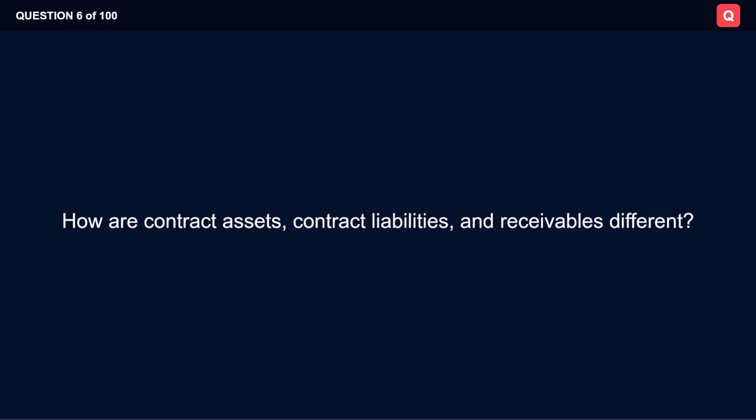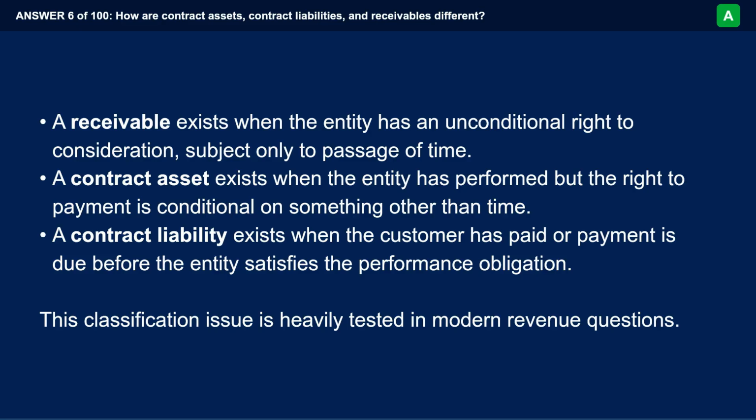How are contract assets, contract liabilities, and receivables different? A receivable exists when the entity has an unconditional right to consideration, subject only to passage of time. A contract asset exists when the entity has performed, but the right to payment is conditional on something other than time. A contract liability exists when the customer has paid or payment is due before the entity satisfies the performance obligation. This classification issue is heavily tested in modern revenue questions.